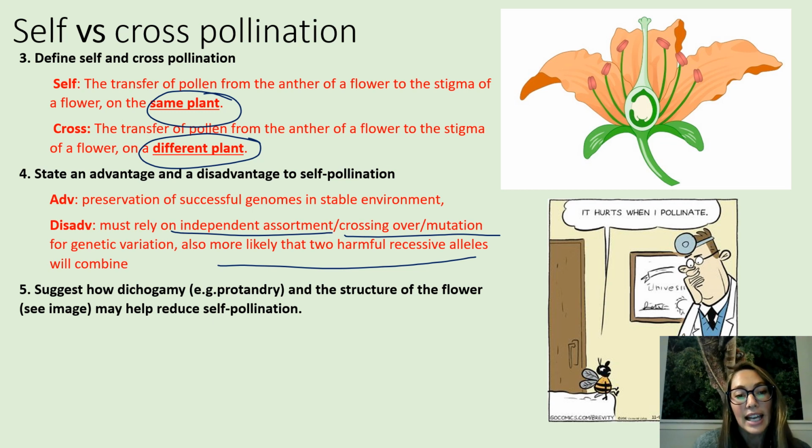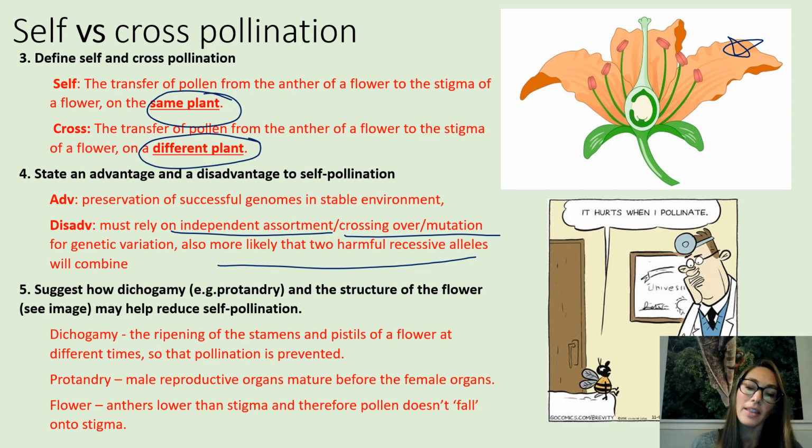Suggest how dichogamy and the structure of the flower up here may help reduce self-pollination. So a couple of things to mention. Dichogamy is basically where you have ripening of the stamen and pistils of the flower at different times. So the male and female parts mature at different points in time. What that means is that the pollen, for example, couldn't self-fertilize the female gametes because the female part is not yet ready for reproduction, or vice versa.